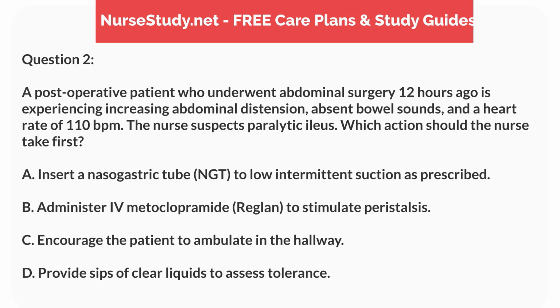A. Insert a nasogastric tube, NGT, to low intermittent suction as prescribed. B. Administer IV metoclopramide, Reglan, to stimulate peristalsis. C. Encourage the patient to ambulate in the hallway. D. Provide sips of clear liquids to assess tolerance.